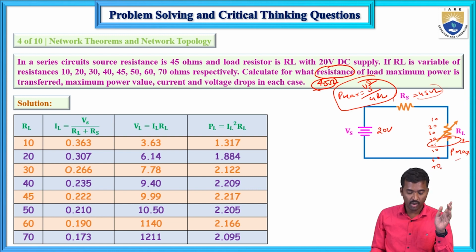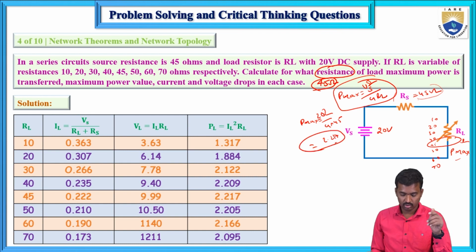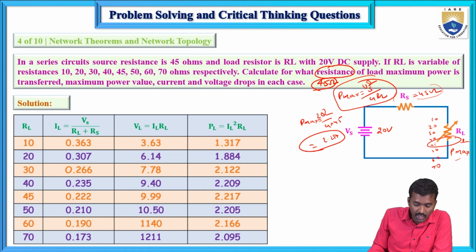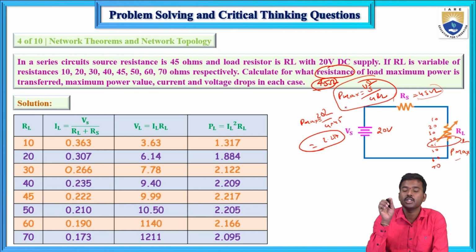Now the maximum power value. P maximum equals Vs square, that is 20 square divided by 4 into 45, that equals 2.217, which I will show you. So what is the maximum power value? That one is 2.17. This is over 45 ohms, and the maximum power is 2.17. And now calculate current and voltage drops in each case.